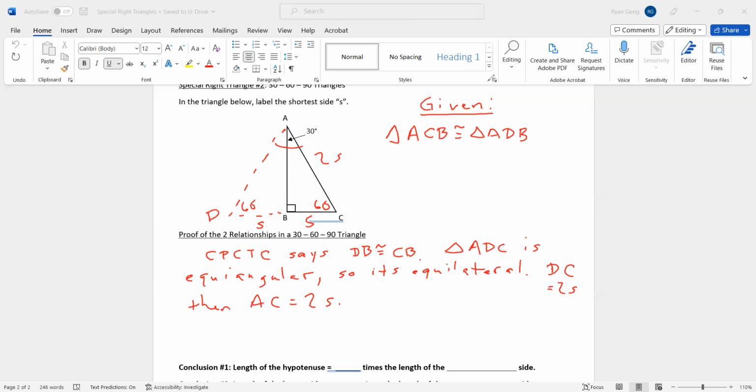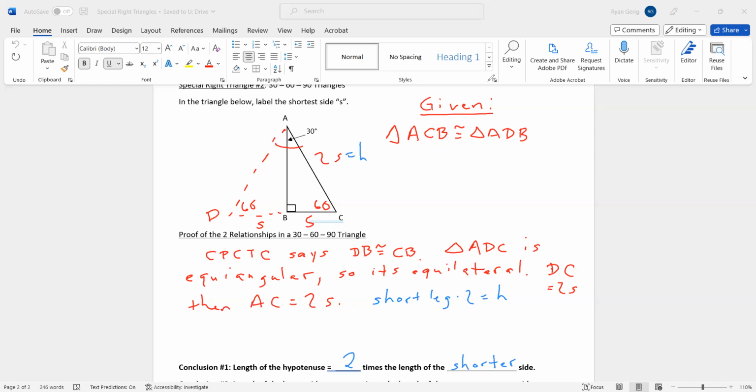The short leg, if I multiply it by 2, I will get the hypotenuse, right? 2S is the hypotenuse here. Okay, the length of the hypotenuse is 2 times the length of the shorter side or the shorter leg. All right. That is the first relationship that I want you to see.